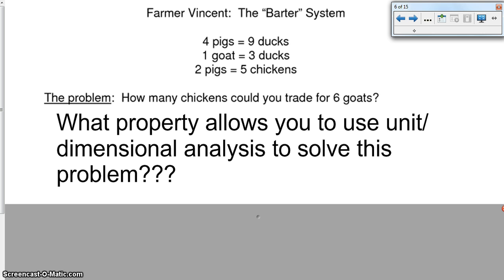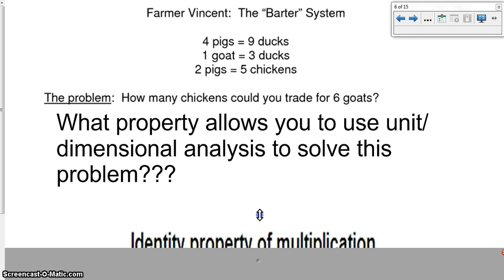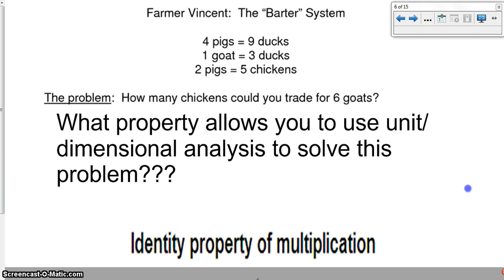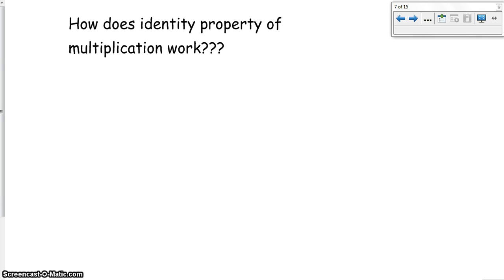So, if you need to know how many chickens could you trade for 6 goats, what property, and remember we talked about properties Wednesday night, allows you to use unit dimensional analysis to solve this problem? Have you got it? You're right, it's the identity property of multiplication. Now, Mrs. Rose, what do you mean, how does identity property of multiplication work? What are you talking about?